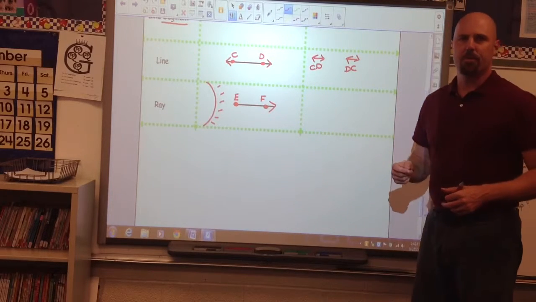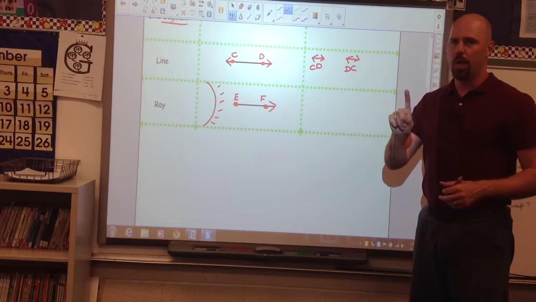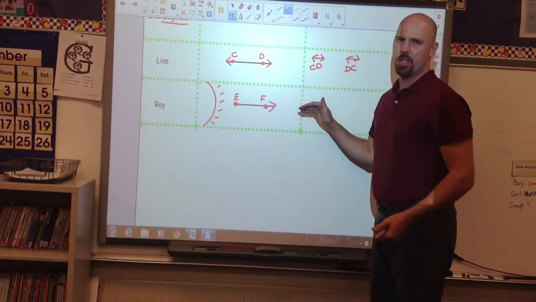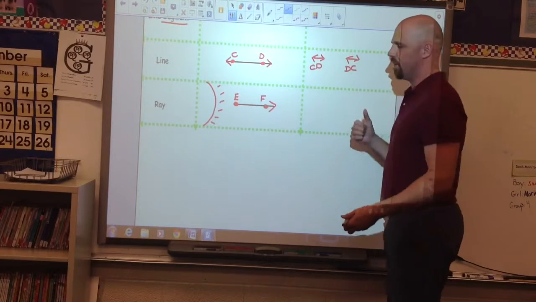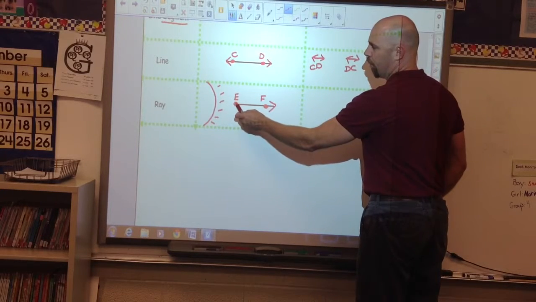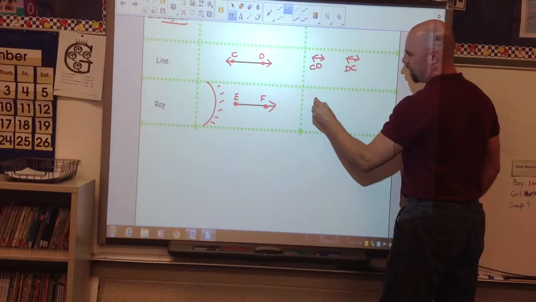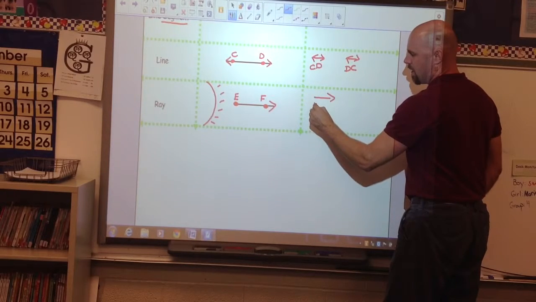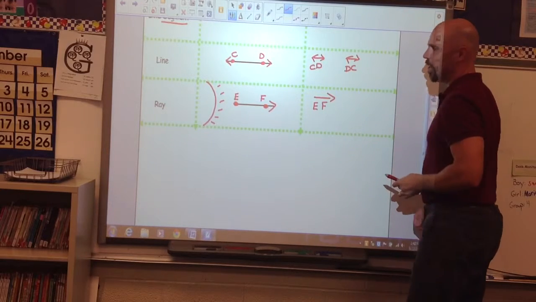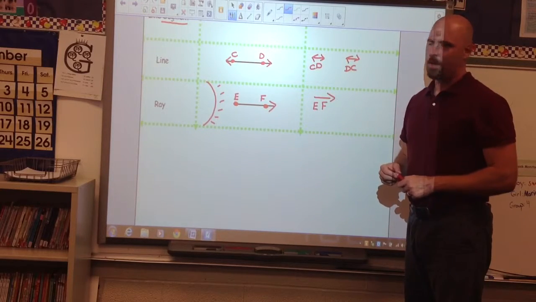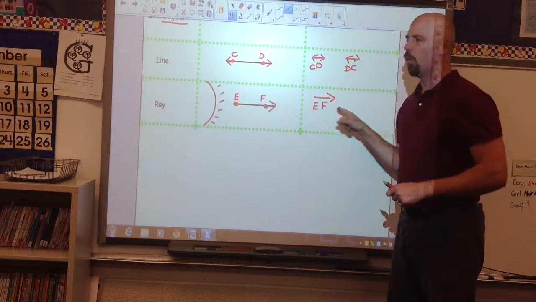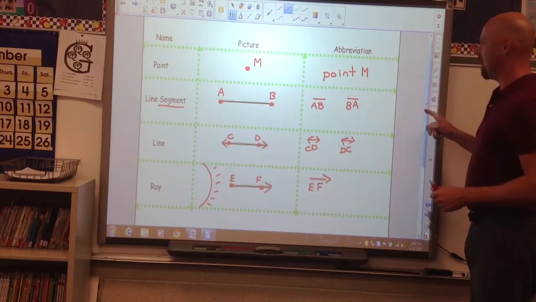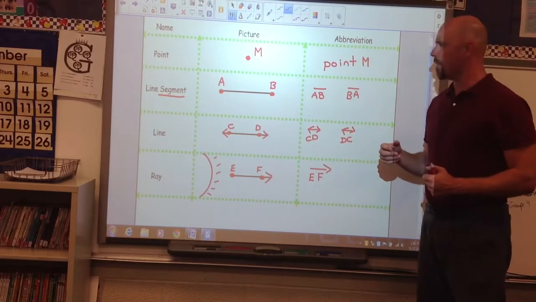And a ray is different because it can only be named one way. We have to start at the sun and go away from it. Our rays of sunshine don't go back into the sun, they go away from the sun. So I always start at that endpoint and I name it this way. So I have my line going like this, my ray EF. And that's the only way that you can name that ray, is to start at the endpoint and go towards the arrow.